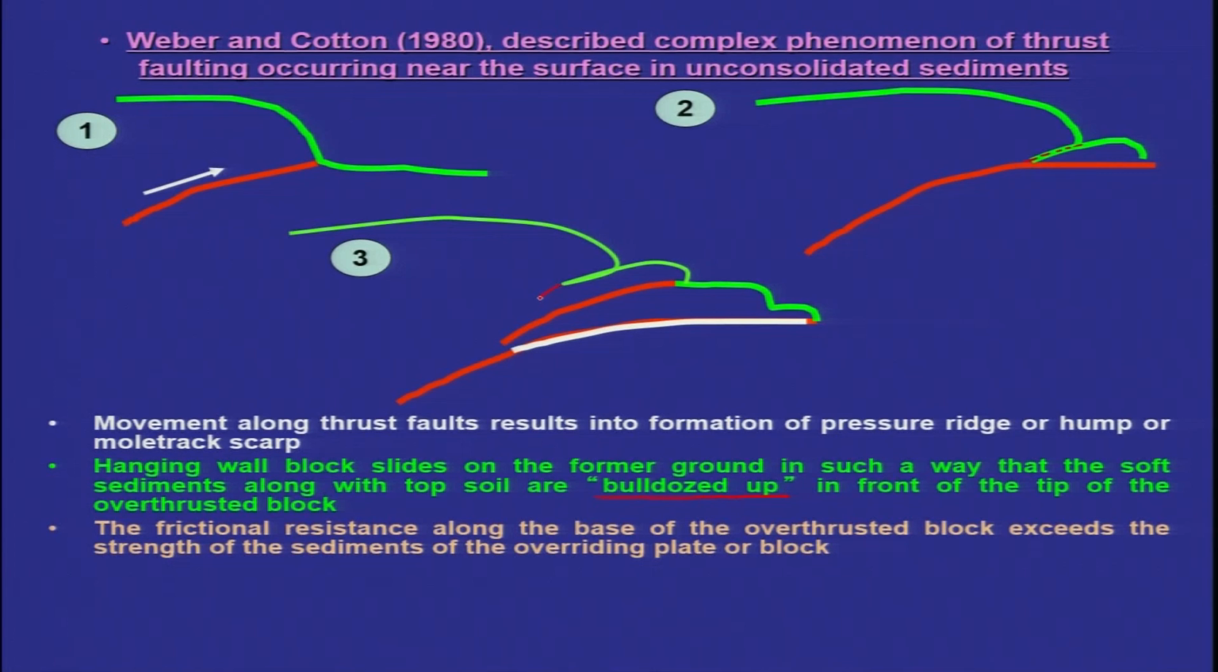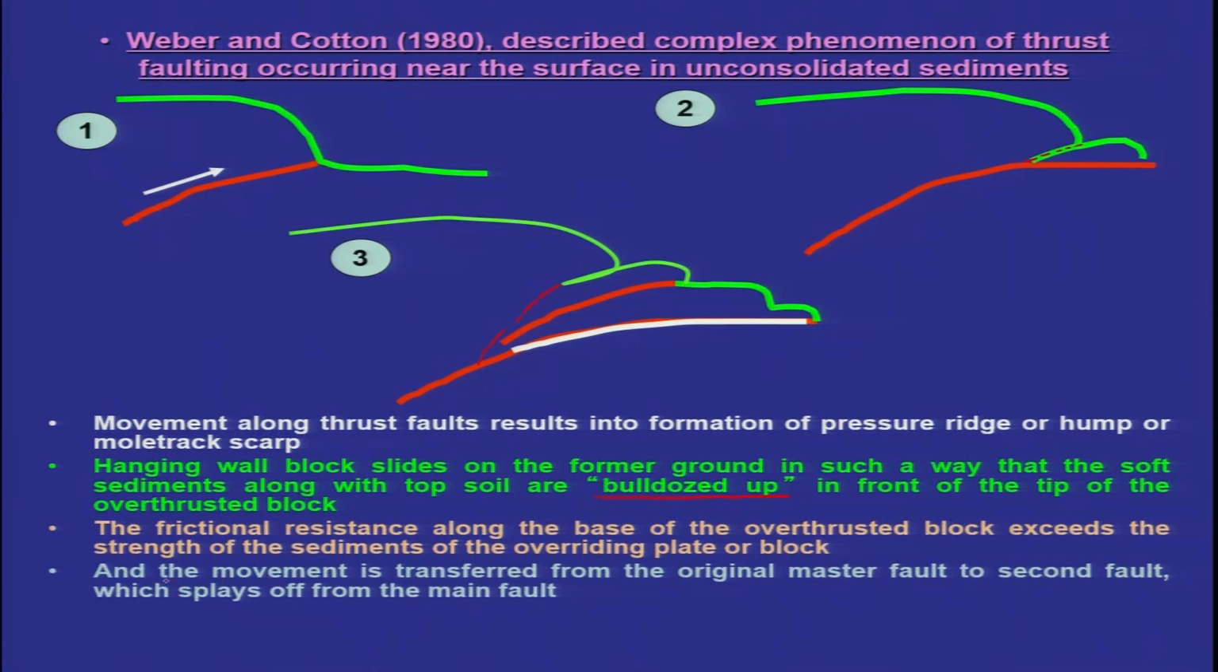Initially it was along this one here, then it was transferred to this, and then finally it has been moving along this one. So this keeps taking place, and so the movement is transferred. The tectonic movement is transferred from the original master fault to a second fault, which splays off from the main fault. This is typical of the imbricated fault system. So the movement will keep on transferring from the previous older fault to the newer fault, and the deformation will keep progressing towards the foreland.